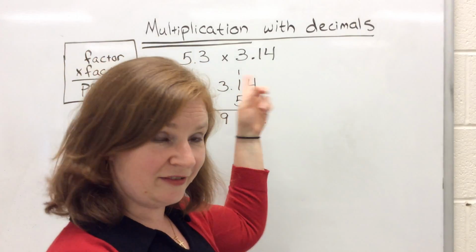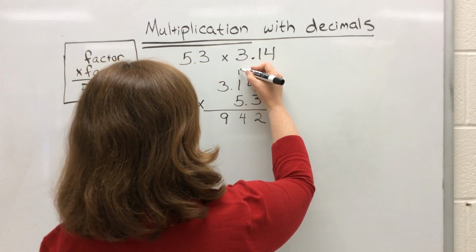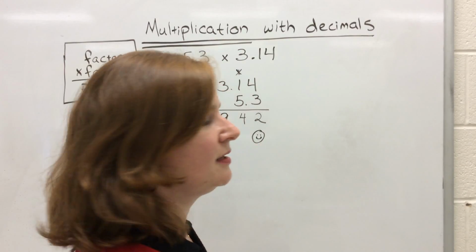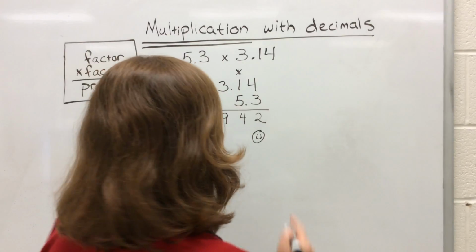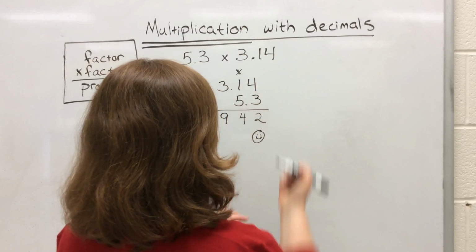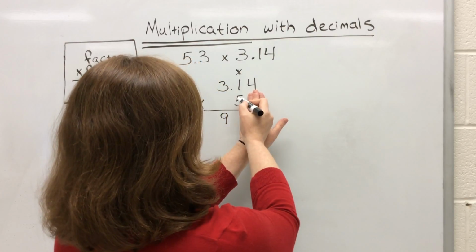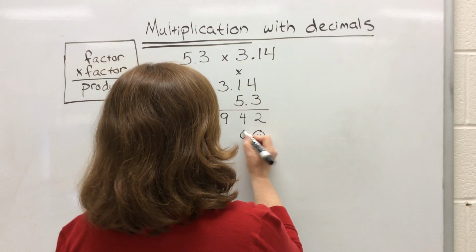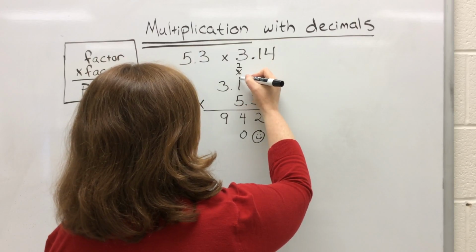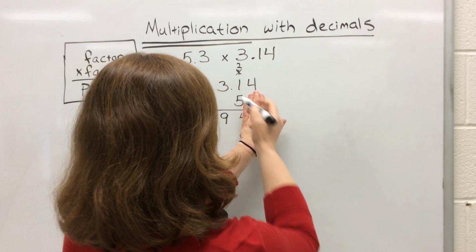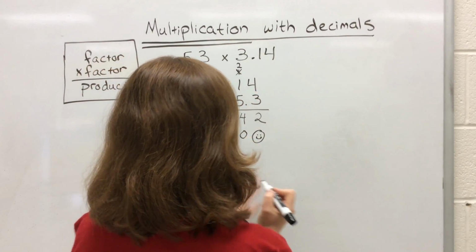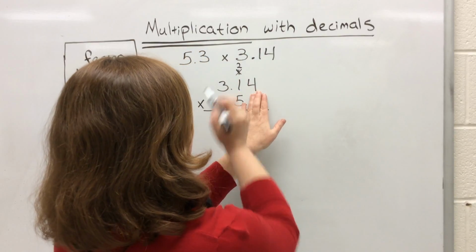I've multiplied it by everything in my top factor, so I need to straighten up my problem. I'll clean the house and make Mama happy, or put 0 the hero down here to hold my place. Now I'm ready to move over. I'm done with this place. I'm holding my place down here, and I can move to the left. Ignore my 3. 5 times 4 is 20. The 0 from my 20 goes down here, and the 2 from my 20 goes over the next digit to the left. Ignore my 3. 5 times 1 is 5, plus 2 more is 7. Ignore my 3. 5 times 3 is 15.